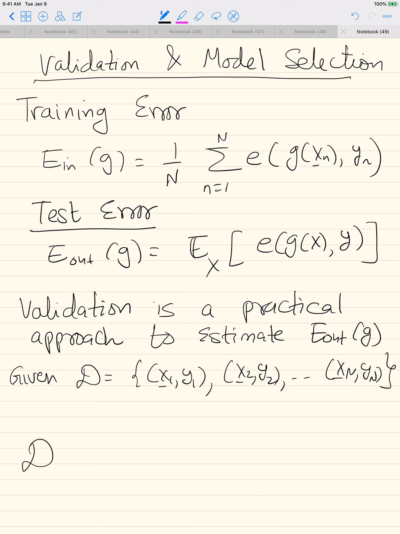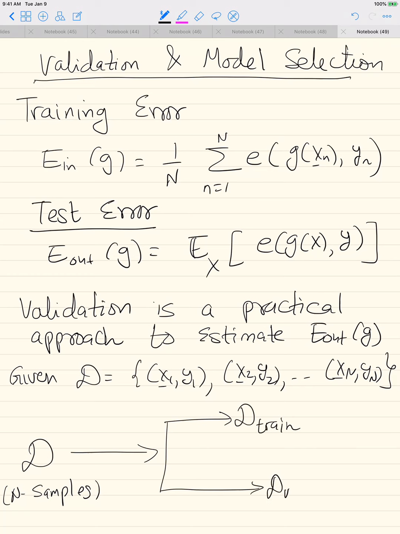We'll take D, which consists of n samples, and we will divide it into two parts, D train and D val. D train will consist of n minus k samples, and D val consists of k samples. So if we take our training set, maybe 100 samples, we put maybe 80 in the D train set, which we will use for training, and the remaining 20 will be used in the validation set. We'll split our original data set into two parts like this.